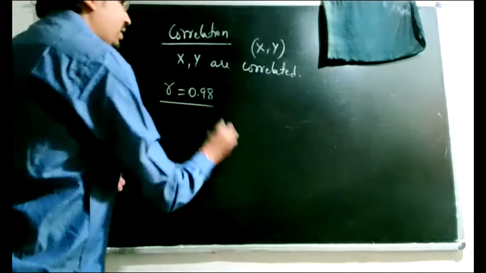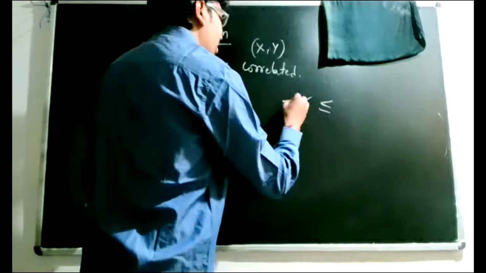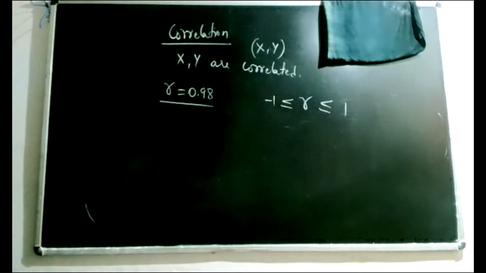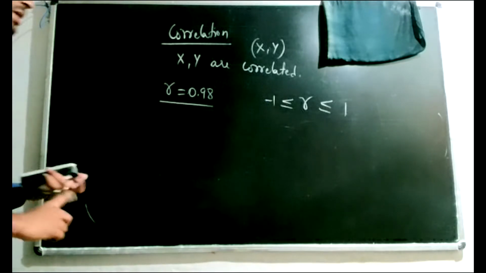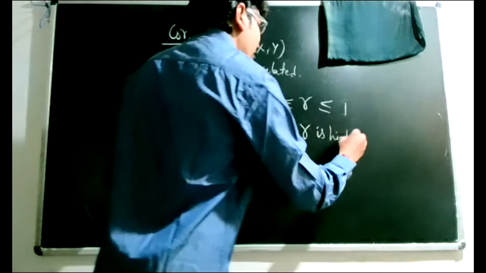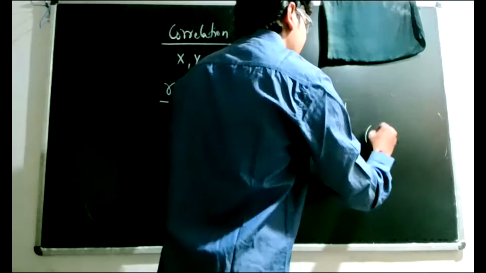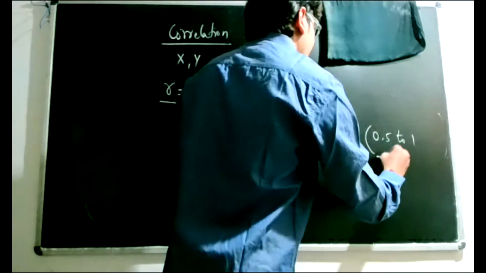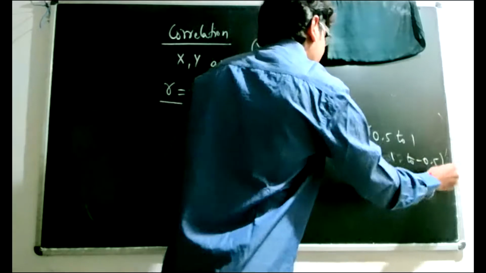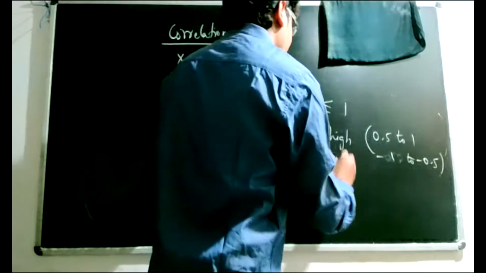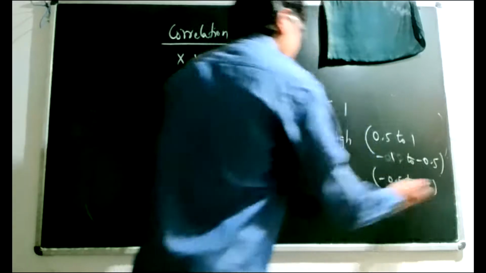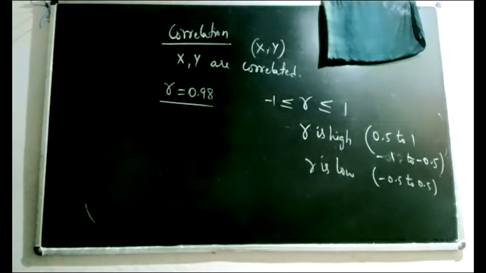When you have R, your Karl Pearson or any other form of simple correlation, it always lies between minus 1 and plus 1. We say the value of R is high if it lies in the region 0.5 to 1 or minus 1 to minus 0.5. If R is closer to 0, ranging within minus 0.5 to 0.5, we call the correlation low.